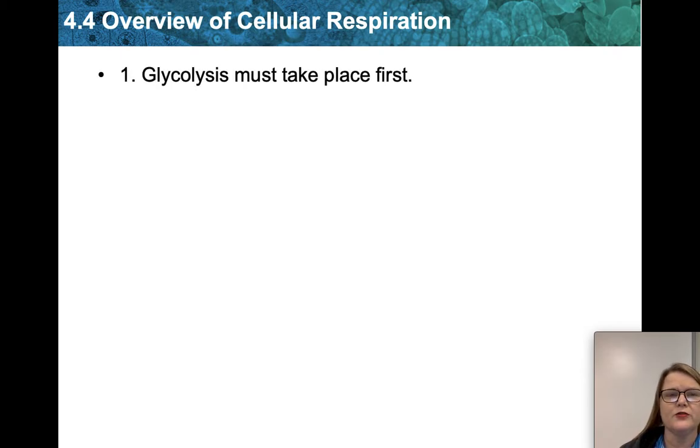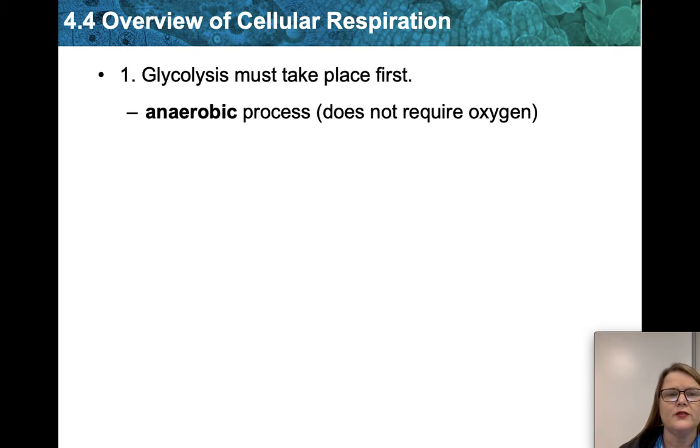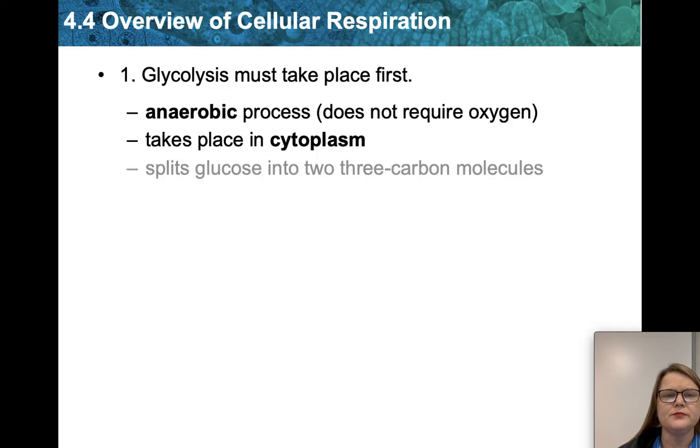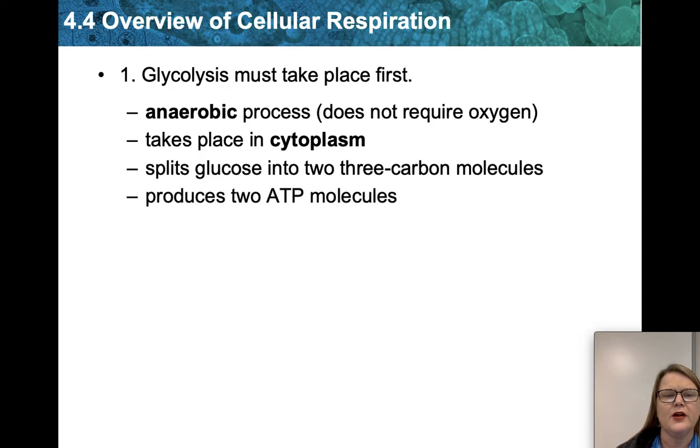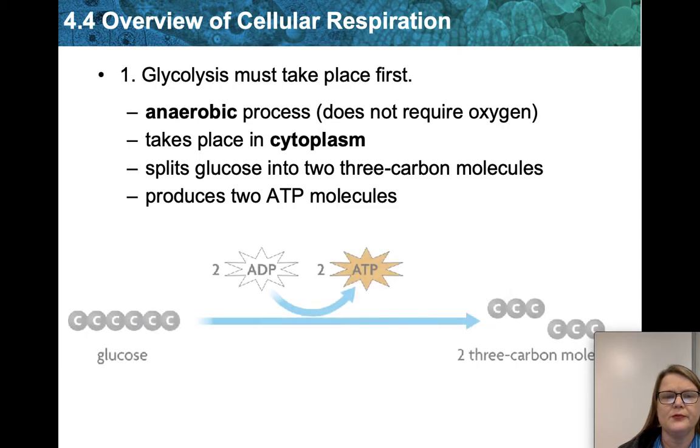Glycolysis must take place first. This is an anaerobic process, which means it does not require oxygen. It takes place in the cytoplasm. It starts by splitting glucose into two 3-carbon molecules, and it produces two ATP molecules, which are energy for the cell. Here's an overview of what's going on.